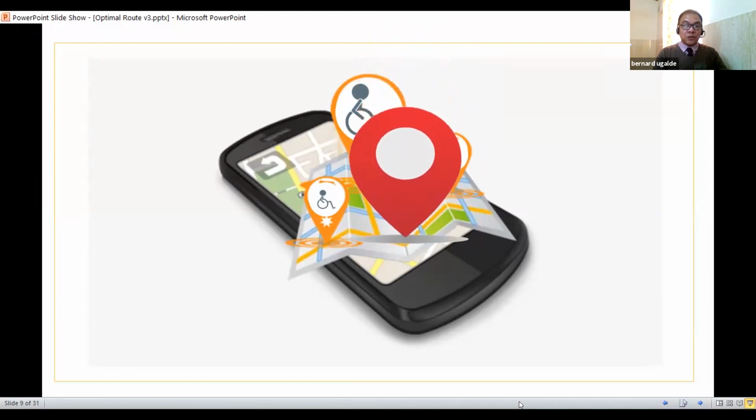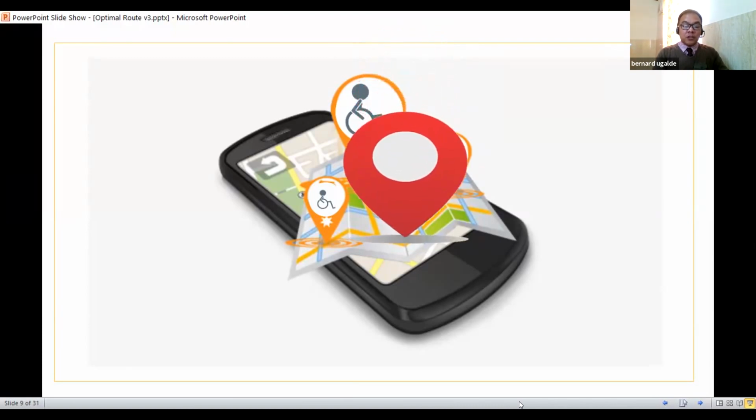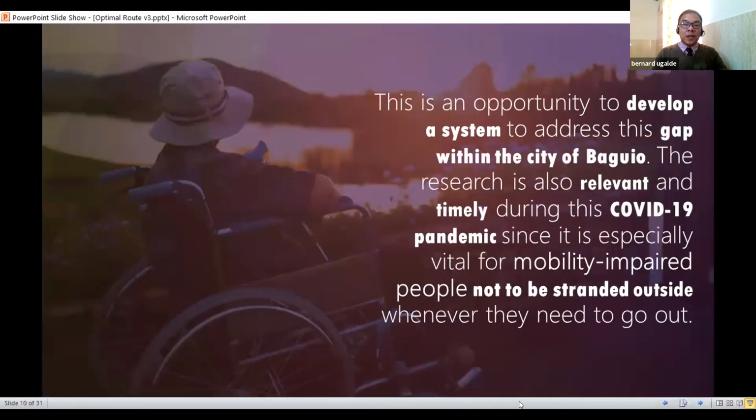A simple gesture of helping turned into advocacy to empower our less privileged brothers and sisters. The research field is abundant, but lacks the application, particularly in the local scope. Thus, the researchers seized the opportunity to develop a system to address the gap in the city of Baguio. The research is also relevant and timely during this COVID-19 pandemic, since it is especially vital for mobility-impaired persons not to be stranded whenever they need to go out.